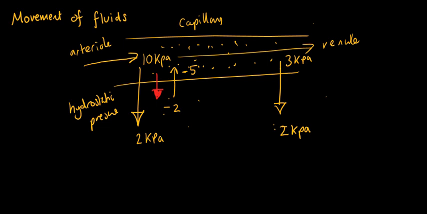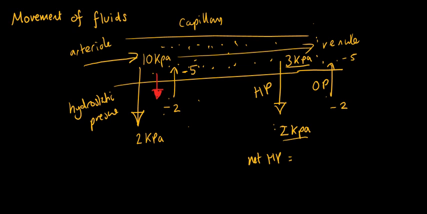And our oncotic pressure is going to stay the same, minus 5, minus 2. So this is our hydrostatic pressure, this is our oncotic pressure. So we need to work out the net hydrostatic pressure. That is going to be equal to 3 minus 2, which is going to give me 1. So my net hydrostatic pressure is 1 kilopascal.